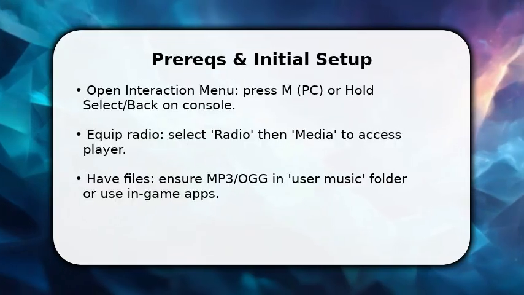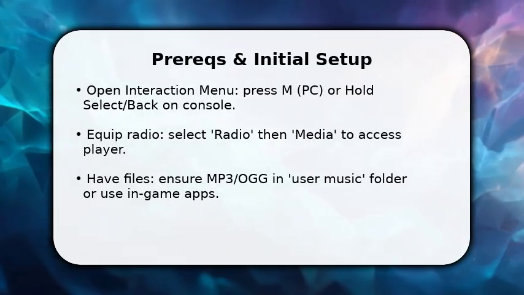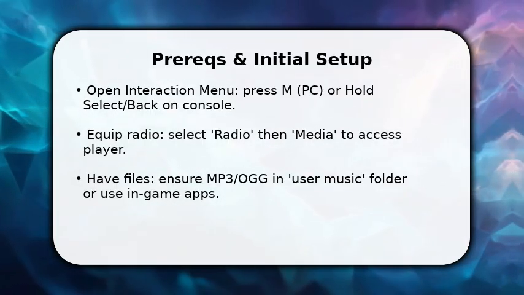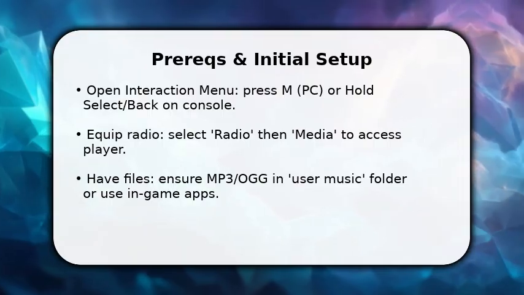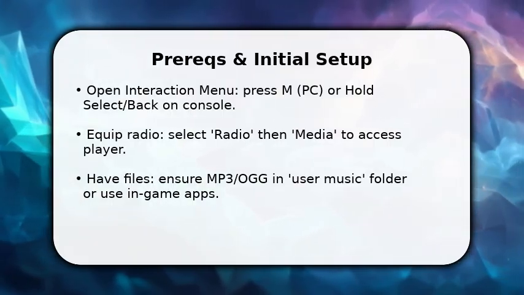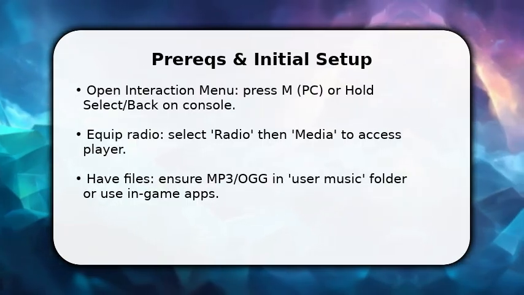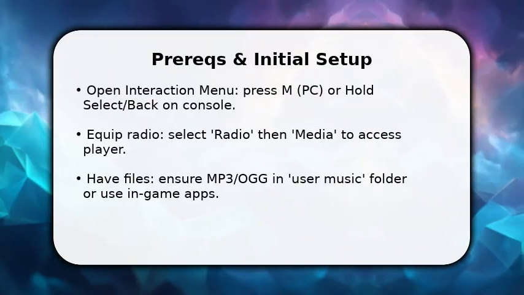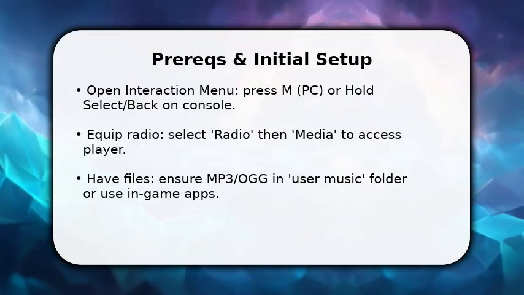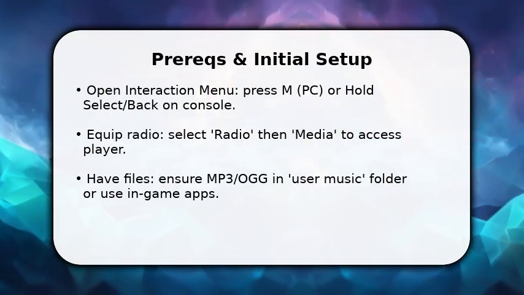You start by getting straight to the media player. Open the interaction menu and choose radio, not later now. Make sure you've added music files to the user music folder or selected an in-game streaming app so the player has content. Once done, navigate to the radio station list and pick media player or self-radio. You'll see your tracks. Use the left/right to skip and pause. This primes the player so you can build playlists and control playback immediately.